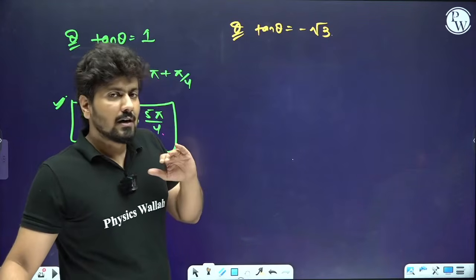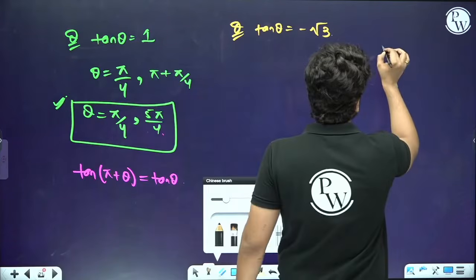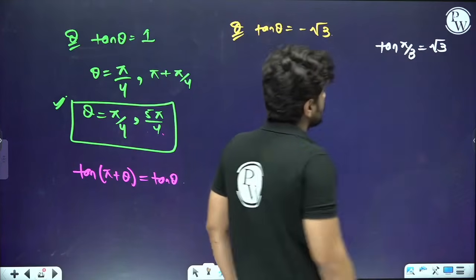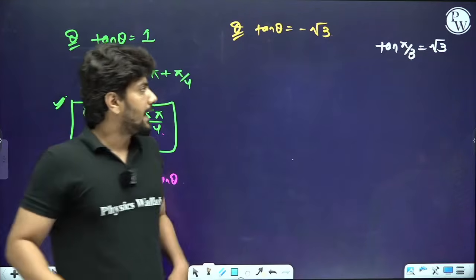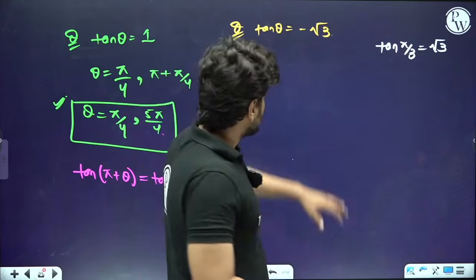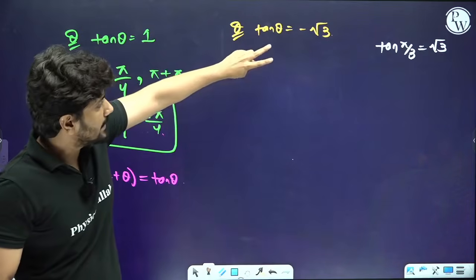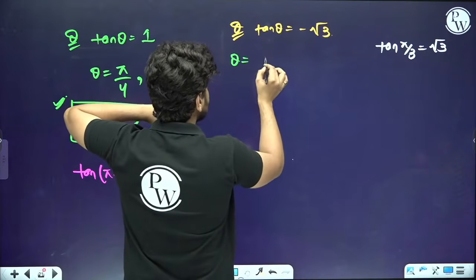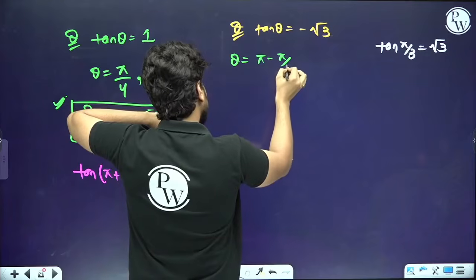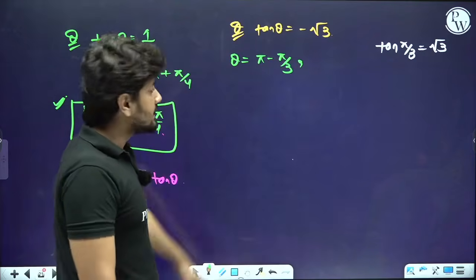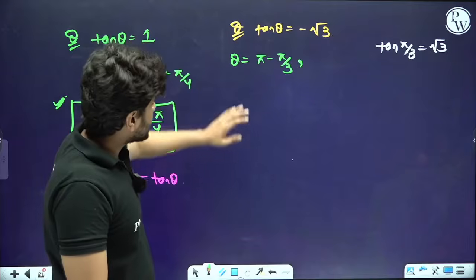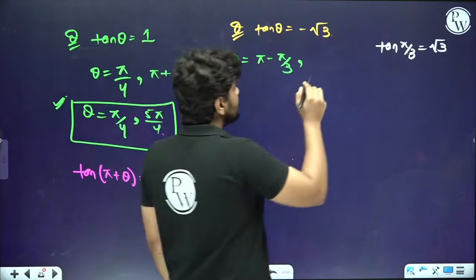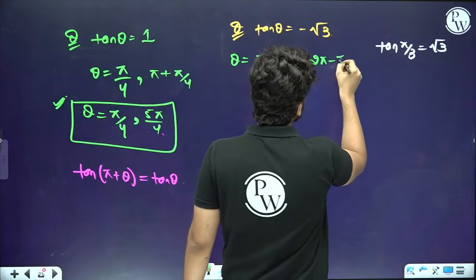We know that the value of tan pi by 3 is what? The value of tan pi by 3 is root 3. So the angle we will be looking for will be in the second quadrant. That angle will be what? In the second quadrant, that angle is going to be pi minus pi by 3. Okay, this is an angle in the second quadrant. Here tan will give the value minus root 3, and another angle in the fourth quadrant will be 2 pi minus pi by 3.